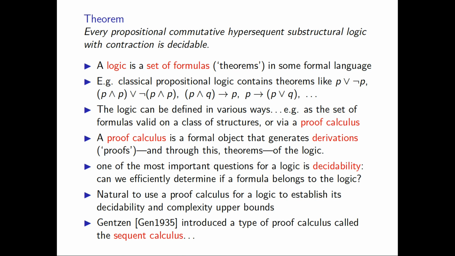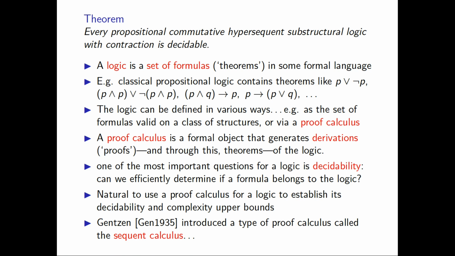A proof calculus is a formal object that generates derivations, that's the formal word for a formal proof, and derives theorems of the logic. One of the most important questions for a logic is whether it is decidable or not. That means if you give me a formula, can I efficiently decide if the formula belongs to the logic or not? Can I decide this? And it's natural to use a proof calculus for this purpose, and also, in fact, to compute complexity upper bounds. And in this talk, we will be talking about using the proof calculus for decidability.